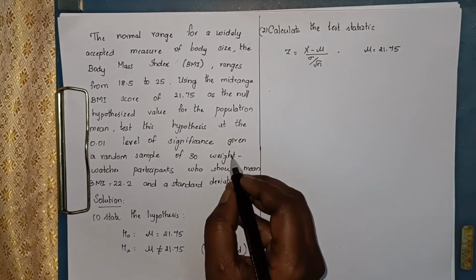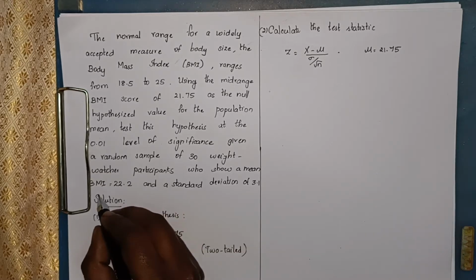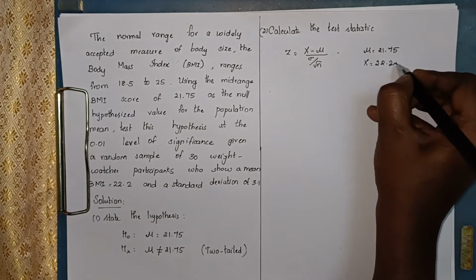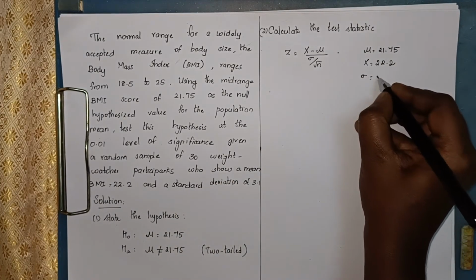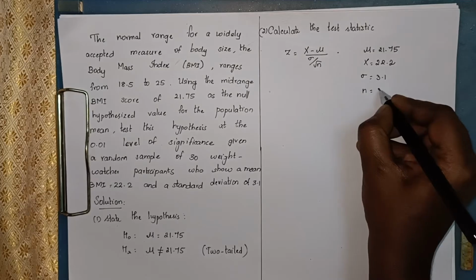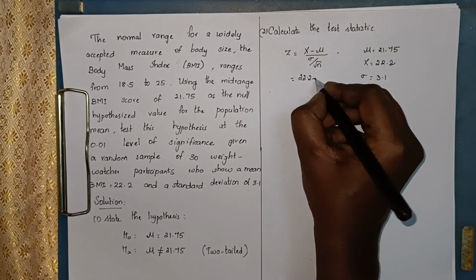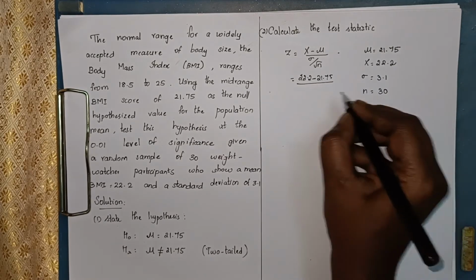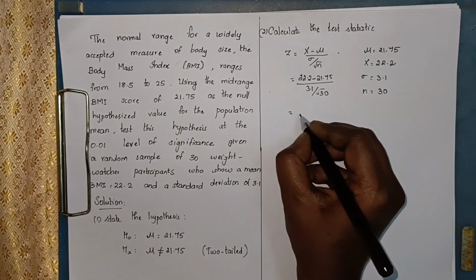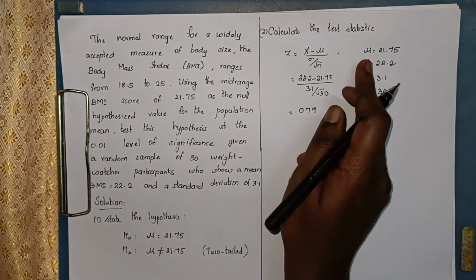The x value means you can take it as the sample mean. Here for the sample we have the mean as 22.2. So x is 22.2. The standard deviation is 3.1 and the number of samples, 30 participants, so n is equal to 30. Now you substitute in this formula: 22.2 minus 21.75 divided by sigma 3.1 divided by root 30. After calculating this we get a value of 0.79, that is the test statistic.